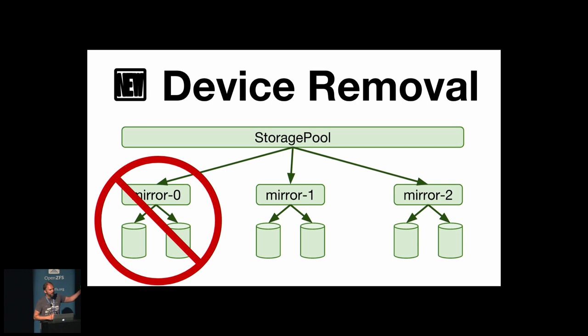So what I'm talking about here with device removal is, for example, in this case, we have a pool with three top-level VDEVs, three mirrors. Each one is a mirror of two disks. And what I want to do is remove this whole mirror, and I'm reducing the total amount of space in the storage pool. So this is in contrast to, for example, detach, where I have a mirror and I want to remove one side of the mirror. You've been able to do that since the beginning, but that doesn't actually reduce the total amount of space in your pool. It's specific to mirrors.